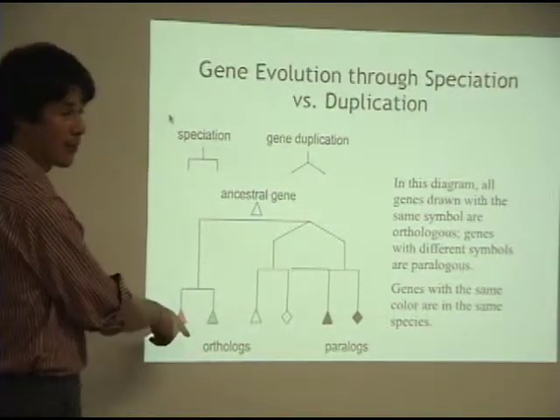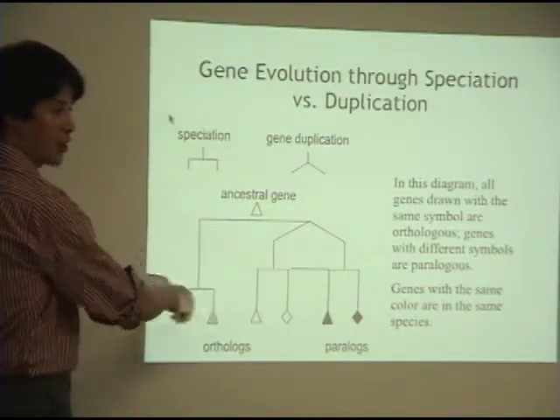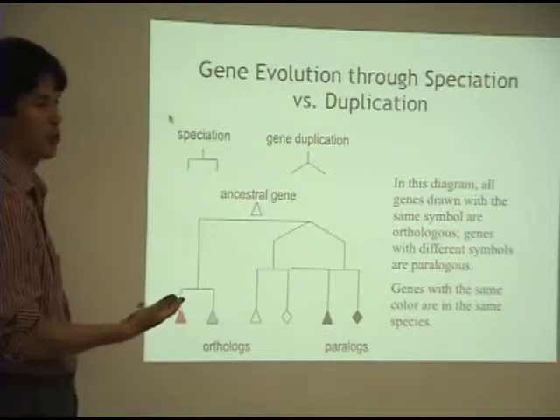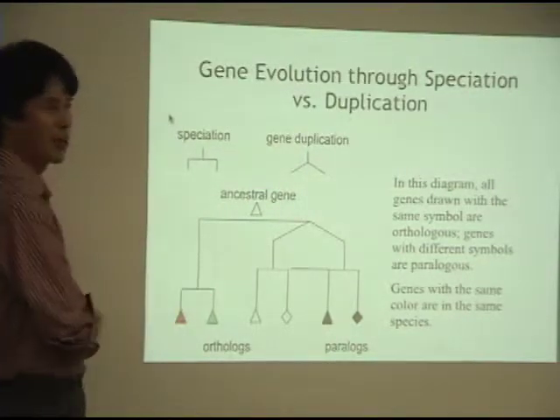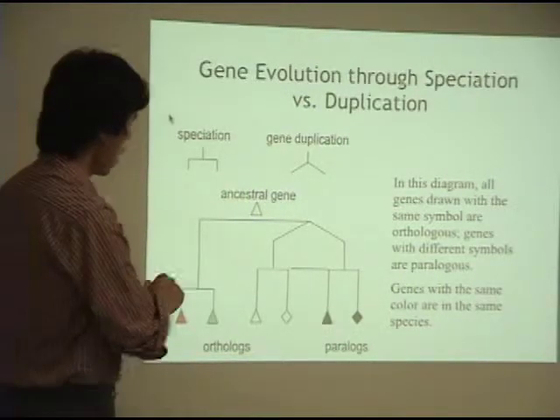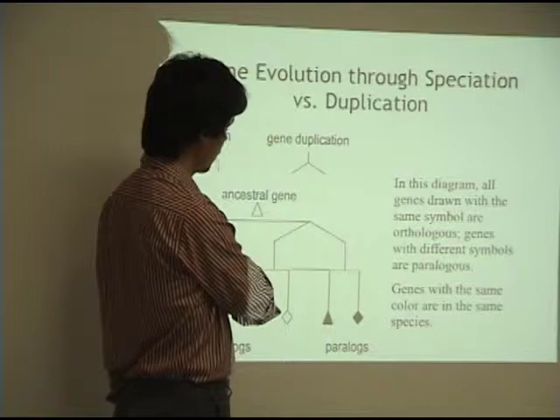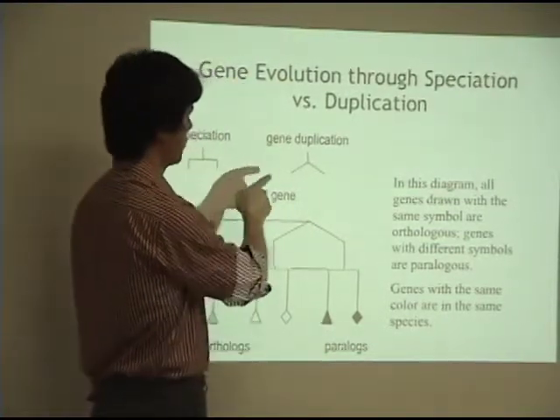They each have a copy of the gene. That gene is orthologous between those two species. It's just the same gene, just in two different species, connected by simply a speciation event. Is that clear? Okay, let's say we add one more complication to this process.